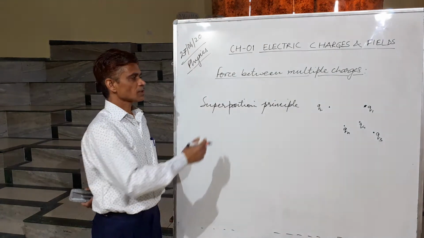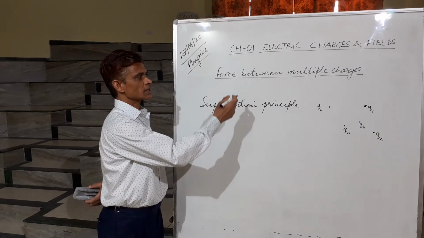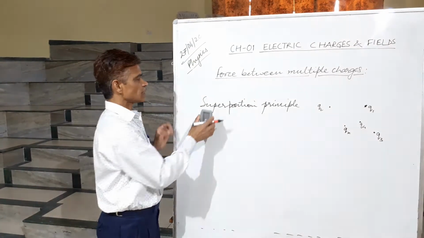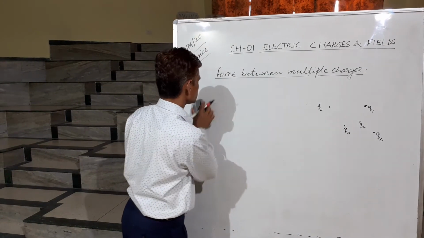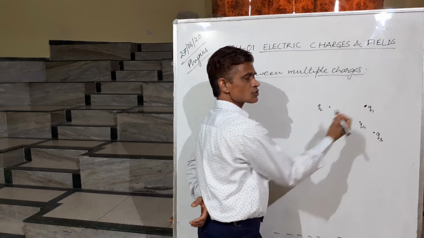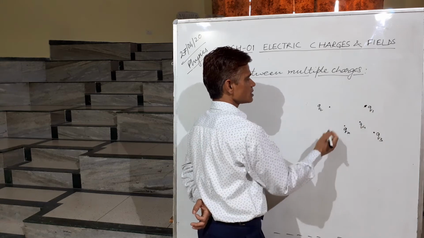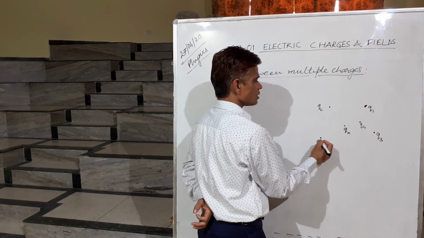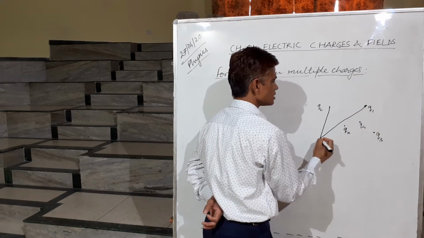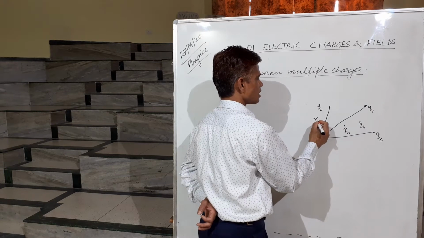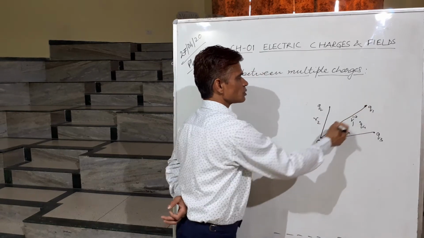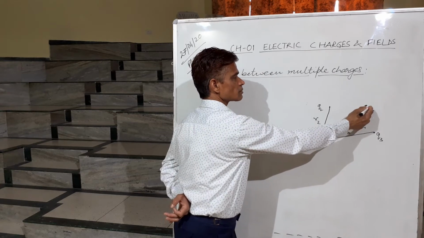So we will apply this principle to calculate the force on one charge due to the rest of the charges. Let us do it. Suppose we want to calculate the force on this charge q1 due to the rest of the charges. Suppose this is the origin or the reference point with respect to which we locate the different charges. Suppose this is the vector r1 representing the position of this charge q1.